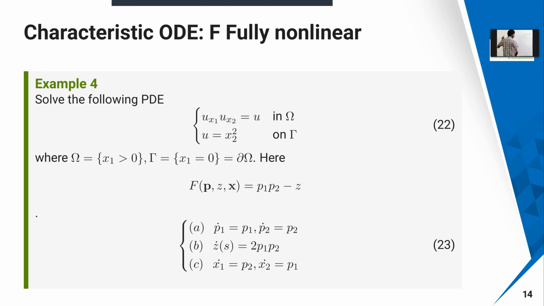So the next problem is that you have the PDE u_x u_y equal to u. This is a nonlinear PDE, and I have the boundary condition u equal to y squared. This is in omega and this is on the boundary.